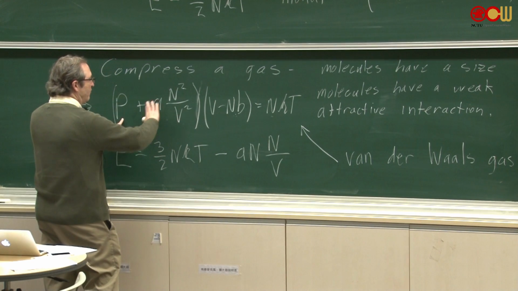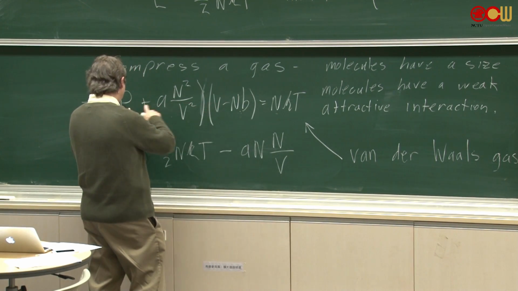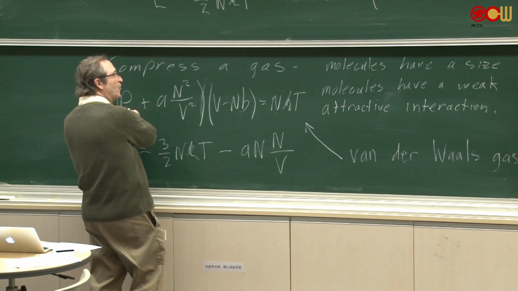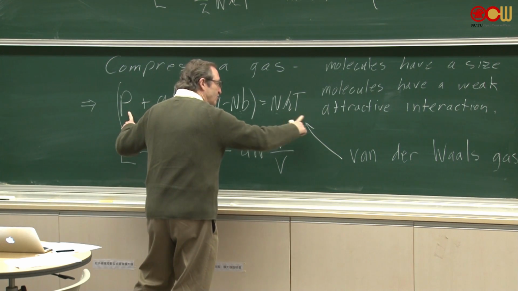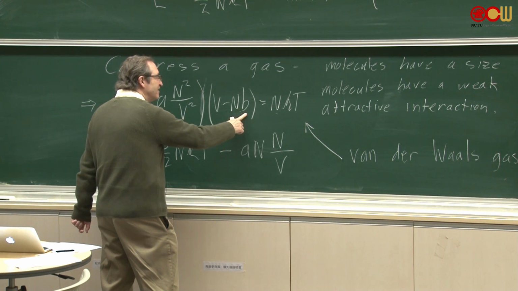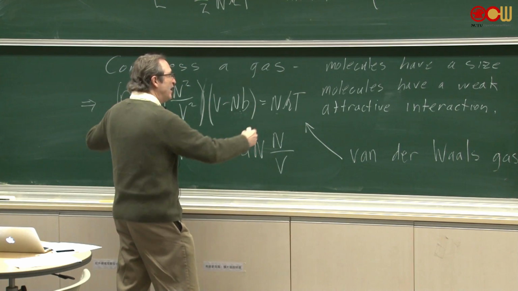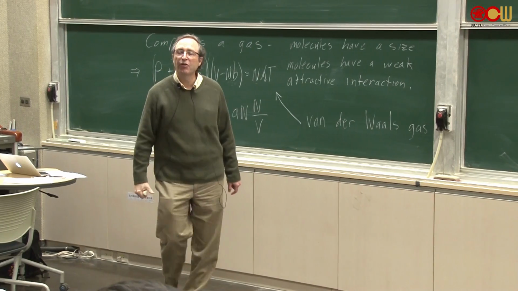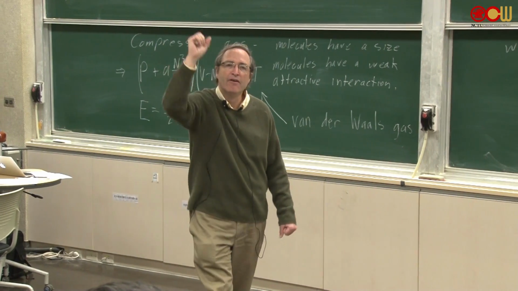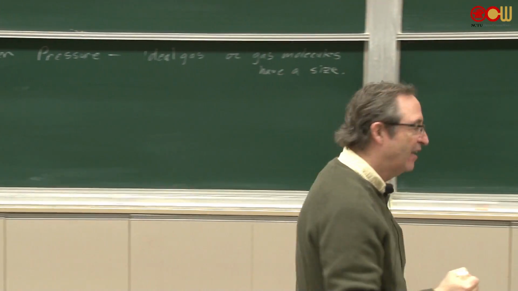Everything here is the same. This doesn't count. I have a V minus Nb. If I solve for P, this V minus Nb goes underneath here. If the particle has a size, this gets smaller. The pressure is 1 over that. The pressure goes up for the particle with a size, right?